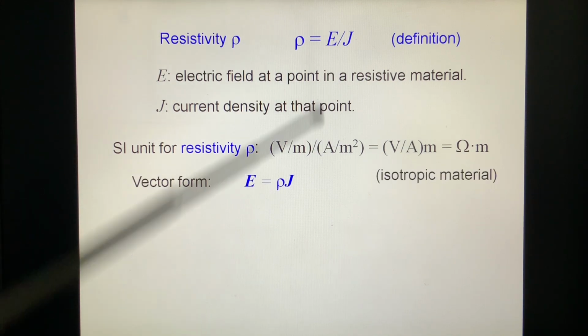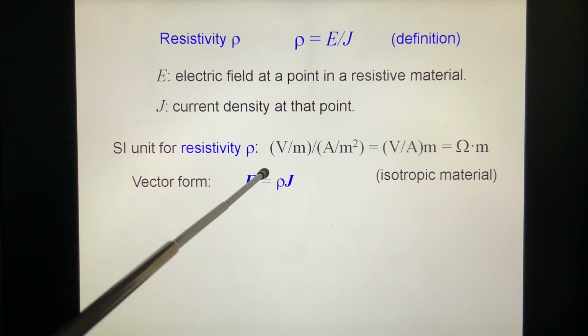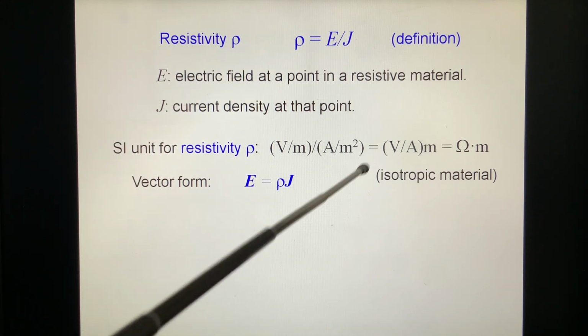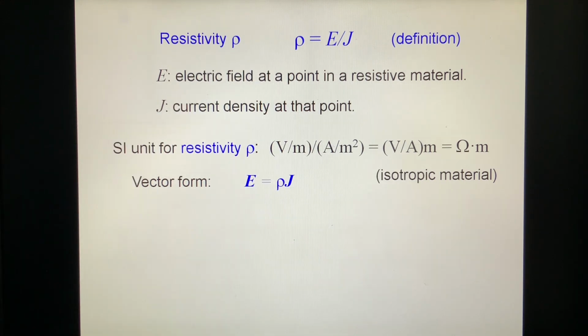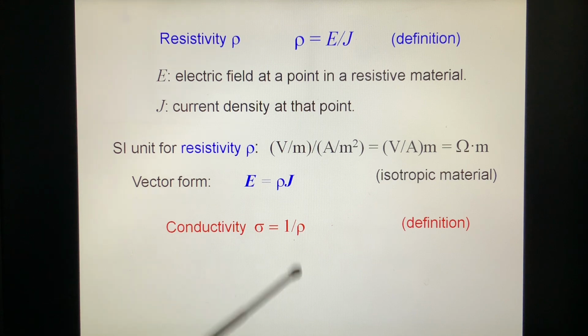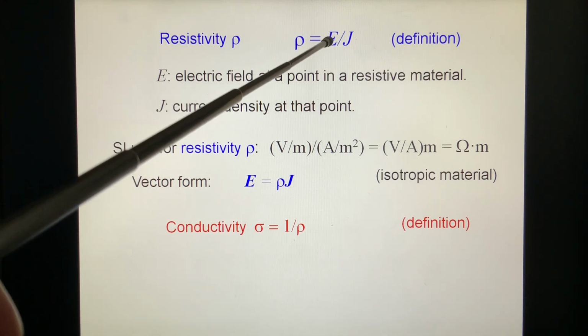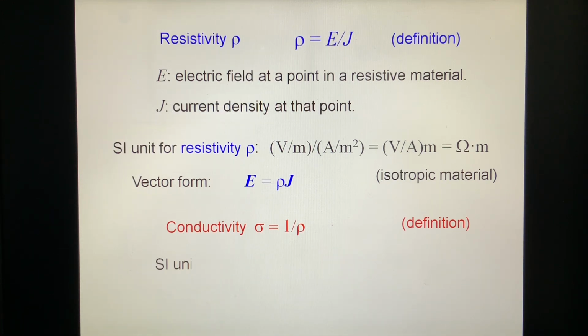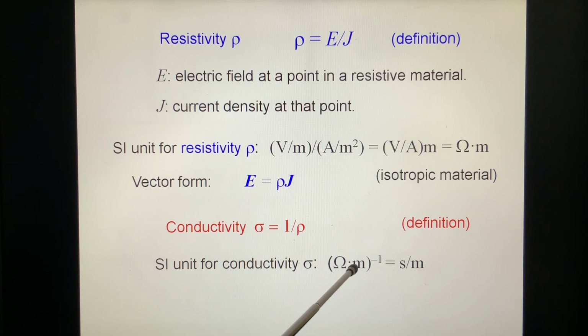The vector form is E equal to rho J. This is for isotropic material. Conductivity is defined as sigma equal to 1 over rho. This is a definition. The metric system unit for the conductivity sigma is the inverse of ohm dot meter. We call it S over meter.